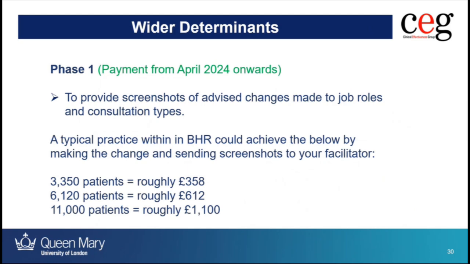So roughly, obviously, if you're at 3,350, you would receive roughly 350 pounds.